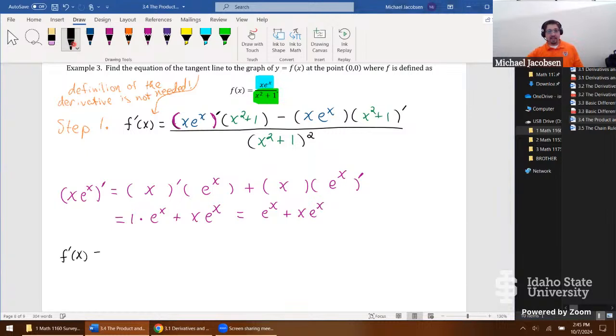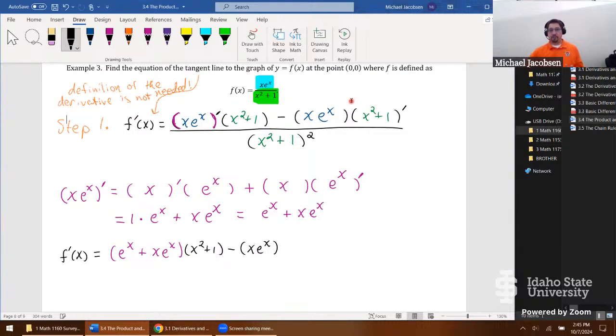F prime of x is now equal to, where the purple parentheses are, let's keep them purple still, e to the x plus x e to the x. Now, the rest is copying until we get to here. So x squared plus 1 minus x e to the x.